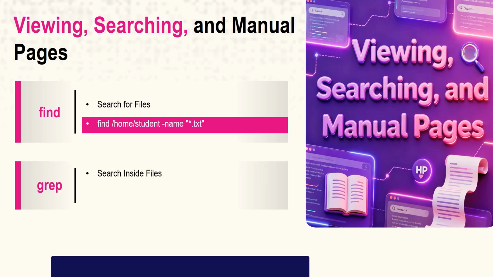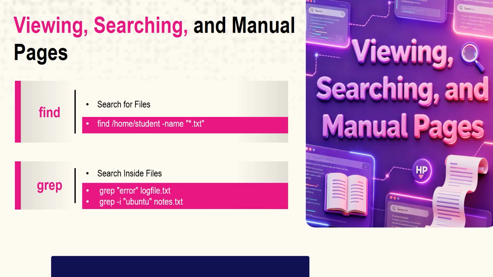Next, you want to search some content inside the file. So for example, I want to find the pattern error in the log file. So I can specify grep, space, the pattern error, and space, the logfile.txt. In case this error is not available, no result will come, and if the error is there you will see the output. Similarly, we want to see the Ubuntu keyword in nodes.